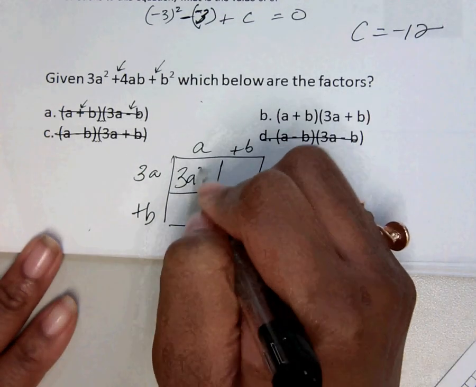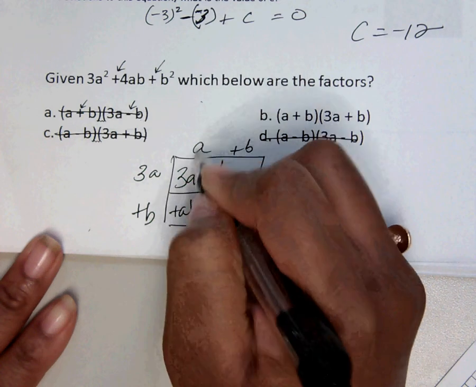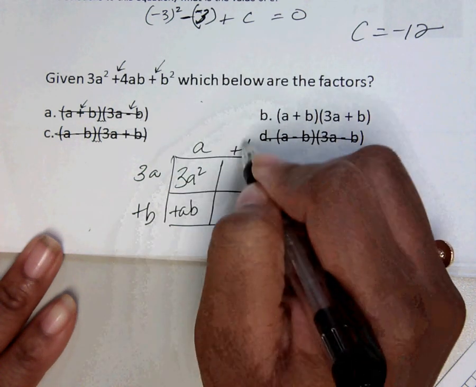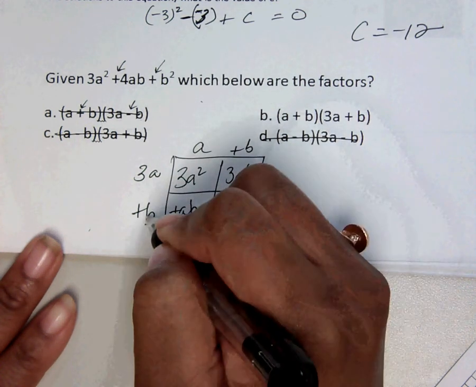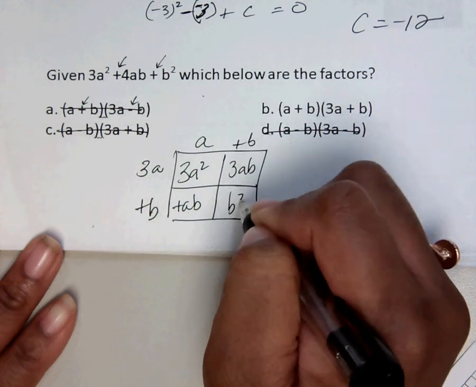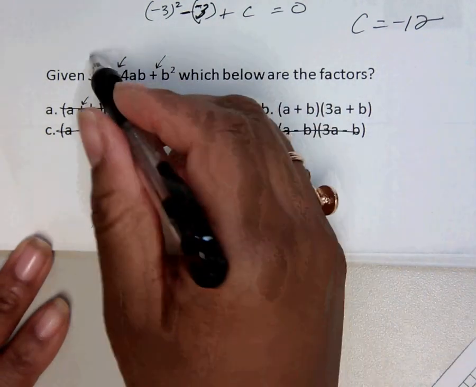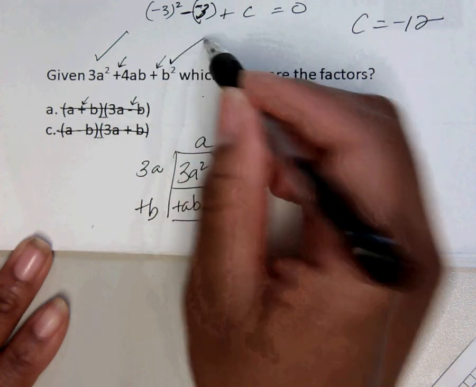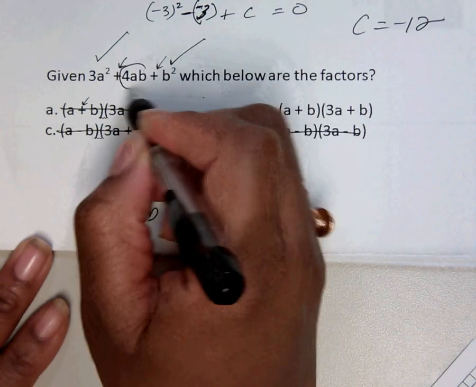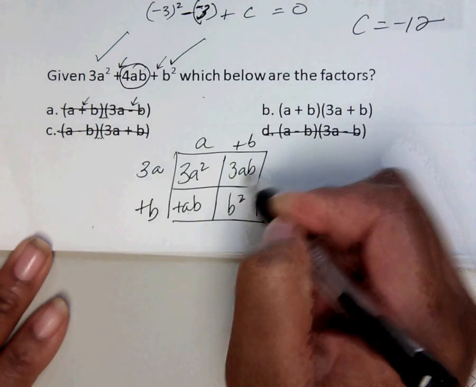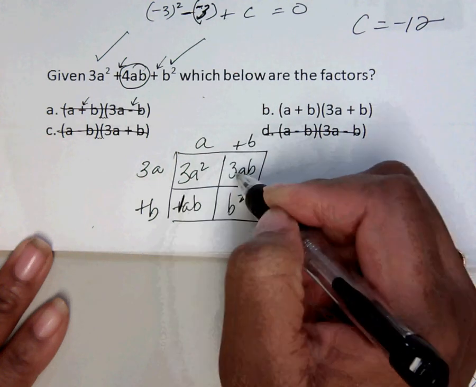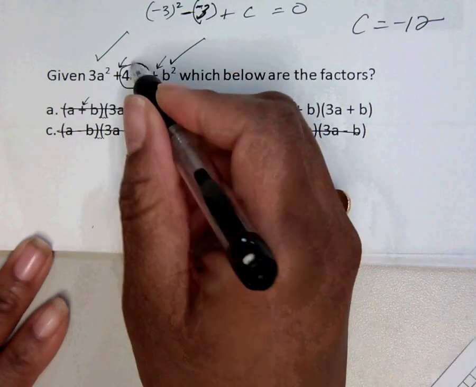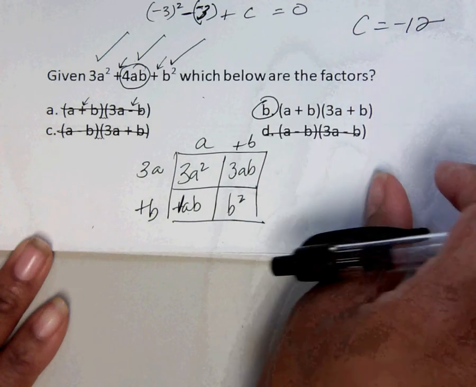That's 3x squared plus AB. And then these two give me 3AB. And then these two give me B squared. So there's my 3AB. There's my B squared. Now this is 3 ABs, and then that's 1 AB. That's a total of 4 ABs. So it is B.